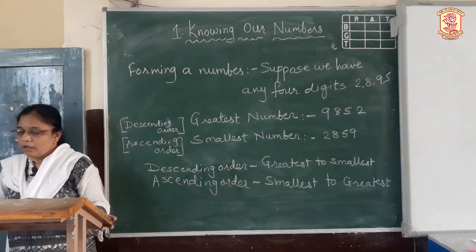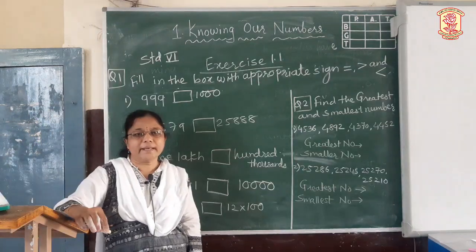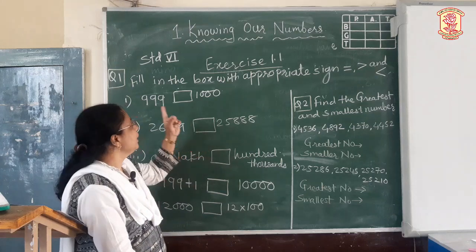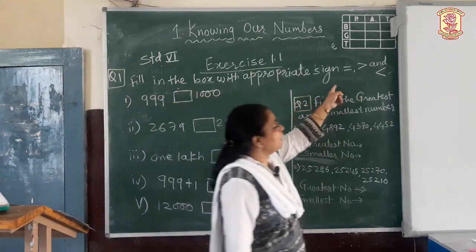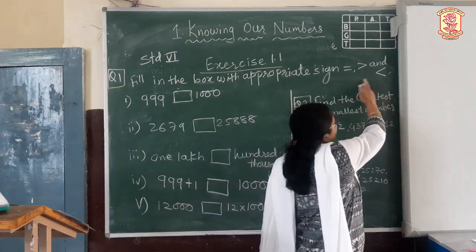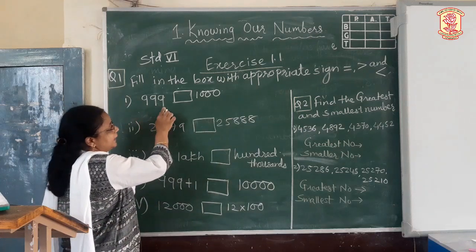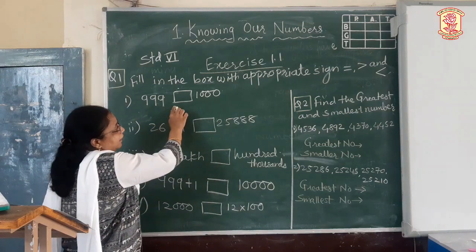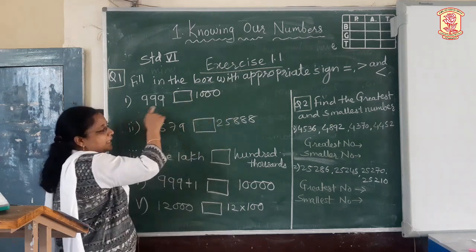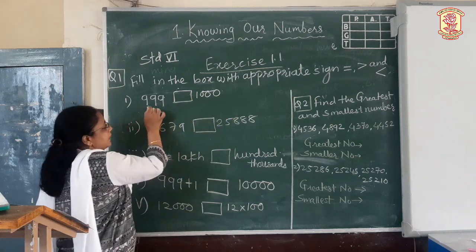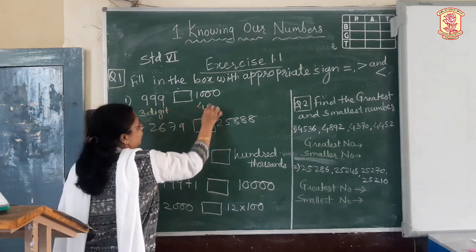Now, on the basis of all these things, we are going to solve exercise 1.1. Your first question is here: fill in the box with the appropriate sign: equal to, smaller or greater. First question: 999, box, 1000. Which number is greater, that we have to say.